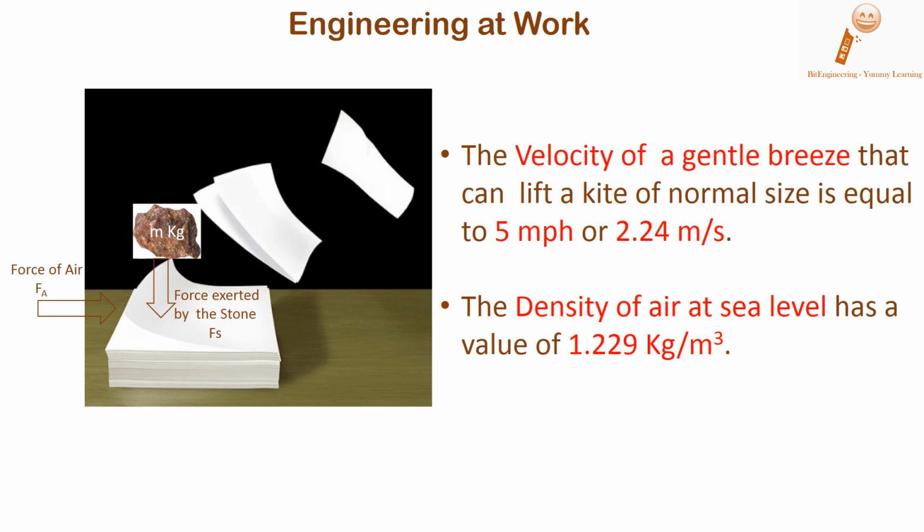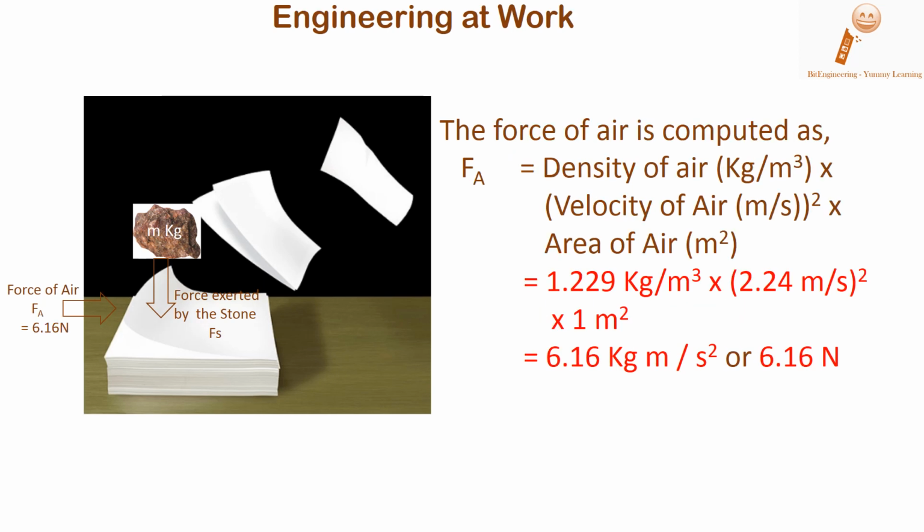The velocity of a gentle breeze that can lift a kite of normal size is equal to 5 miles per hour or 2.24 meters per second. The density of air at sea level has a value of 1.229 kilograms per meter cube. The force of air is computed as density into square of velocity into area equals 1.229 kilograms per meter cube into 2.24 meters per second whole square into 1 meter square equals 6.16 kilograms meter per second square.